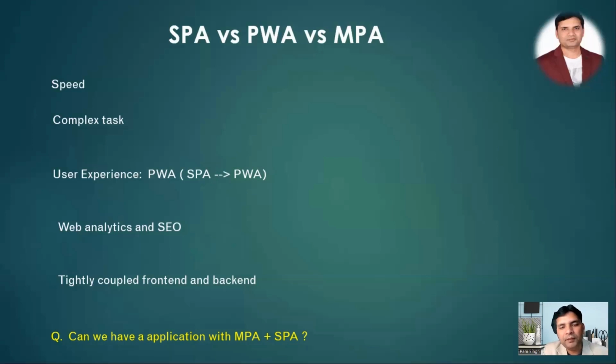But if you want to use the benefit of the SPA type of application, you can add SPA features or the SPA library directly. You can introduce it in any page directly, right? So you will have the MPA advantage as well as the SPA advantage in your application. So that application will have a mix of MPA plus SPA approaches.